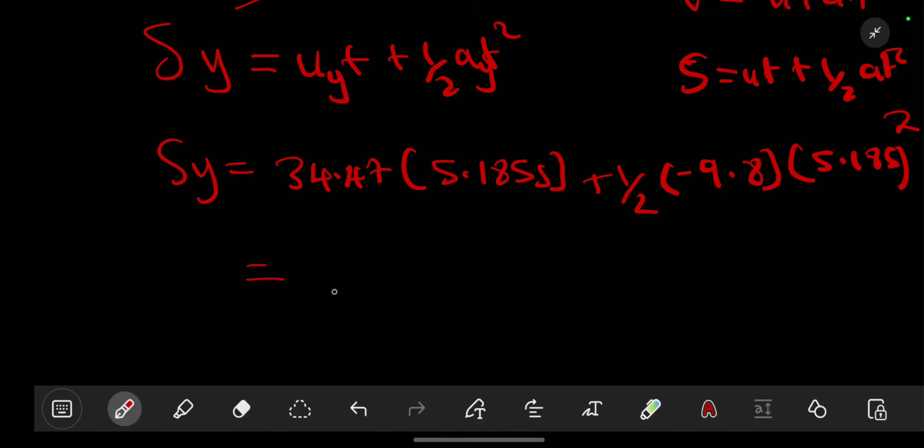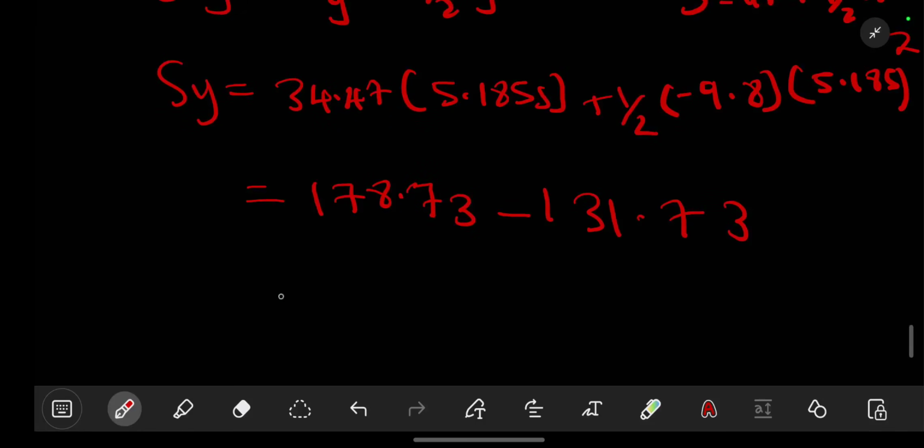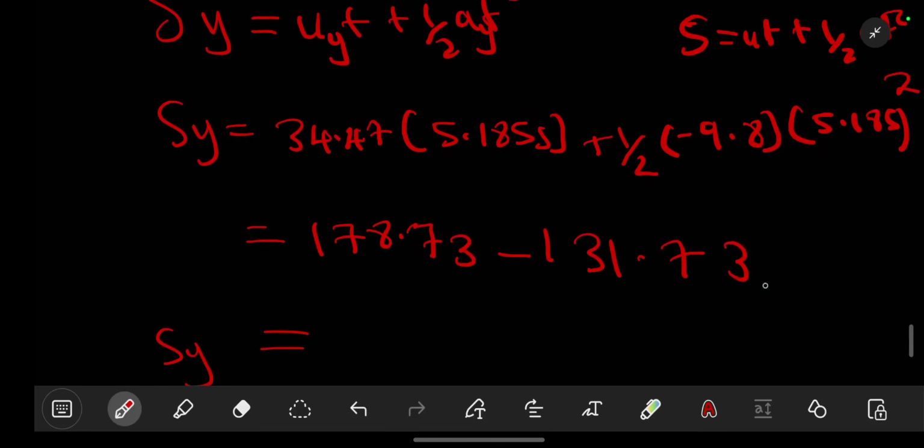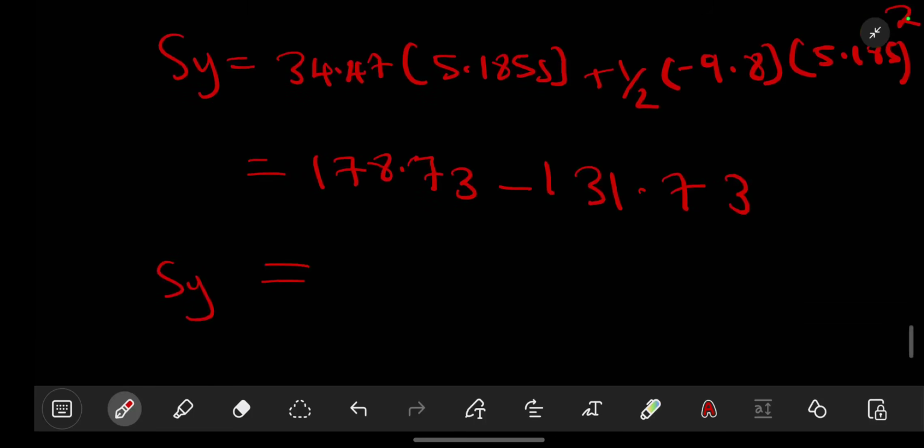So we have 34.47 times 5.185. This is going to give us 178.73 like that. Then minus half, 0.5 times 9.8, which gives 4.9, times 5.185 squared. This is going to give us 131.73 like that. Then when we subtract for sy, okay, so this is too much rounding off. Anyways, still okay.